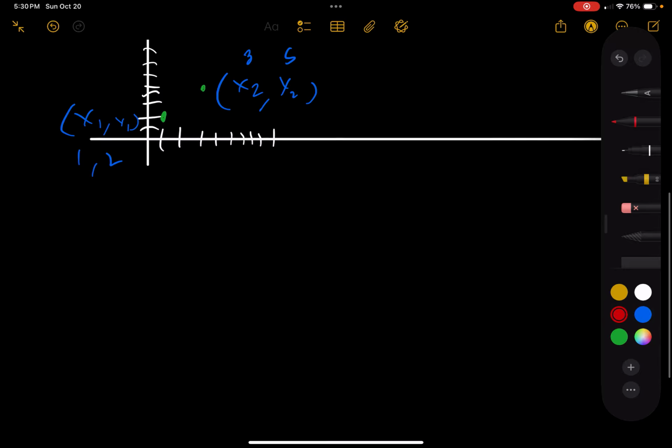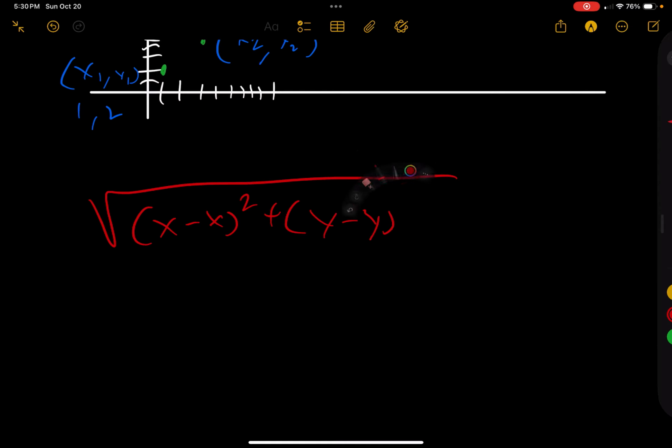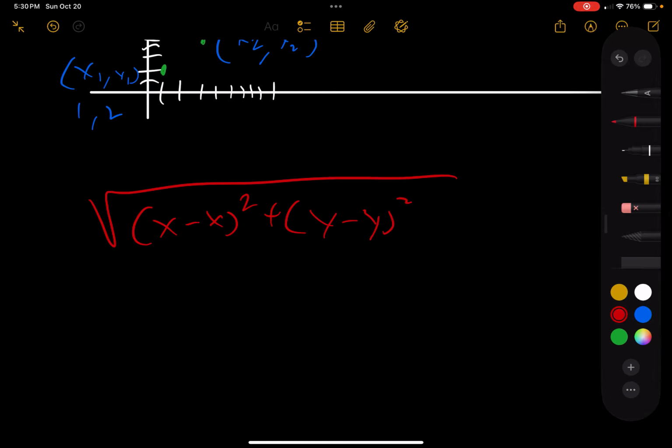The formula to find the distance between 2 points is this: x minus x squared plus y minus y squared. Now, before you say that's 0, let me add the subscripts: x2 minus x1 squared plus y2 minus y1 squared. If you really look at this, it doesn't matter if it's x1 minus x2 or x2 minus x1, because they're both being squared.